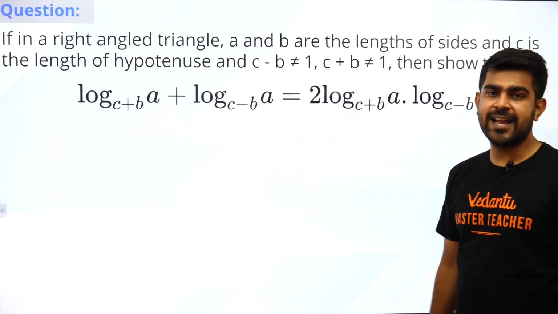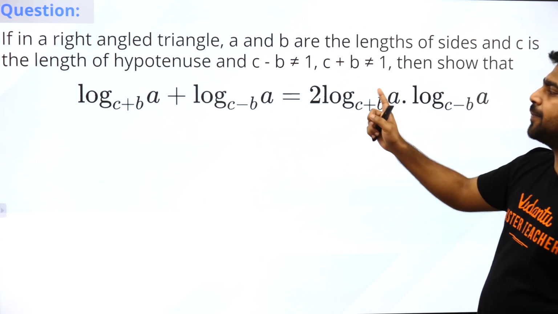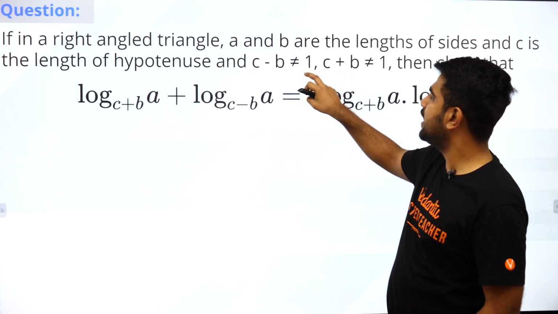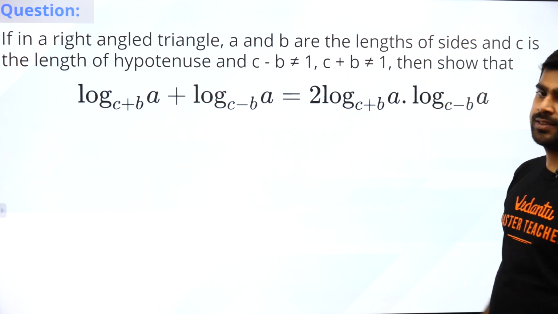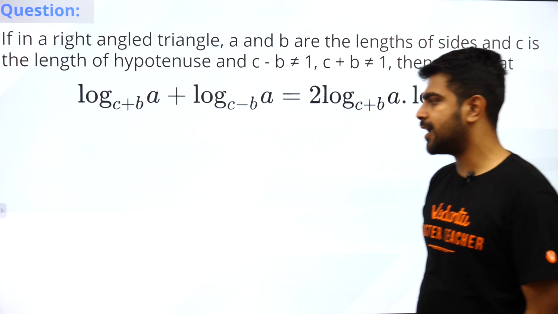If in a right angle triangle, A and B are the lengths of the sides and C is my hypotenuse, and what do we have? C minus B is not 1 and C plus B is not 1. Then we have to show that this relation is always correct. Let us start solving this.